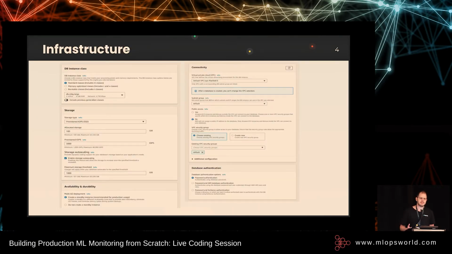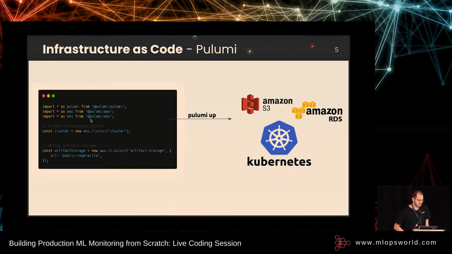Usually when setting up infrastructure on top of AWS, it looks something like this. Lots of input boxes and complex configurations, and just changing one thing here could cost thousands of dollars. So we are not going to build our infrastructure this way. We're going to use a tool called Pulumi. Pulumi is very similar to Terraform. It lets you define your infrastructure as code.